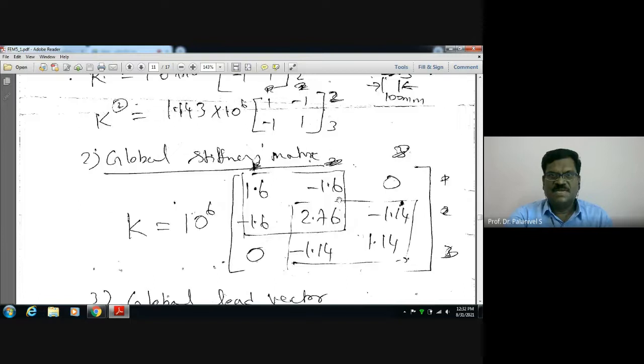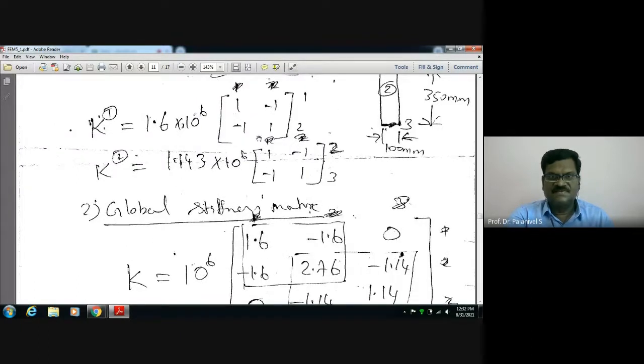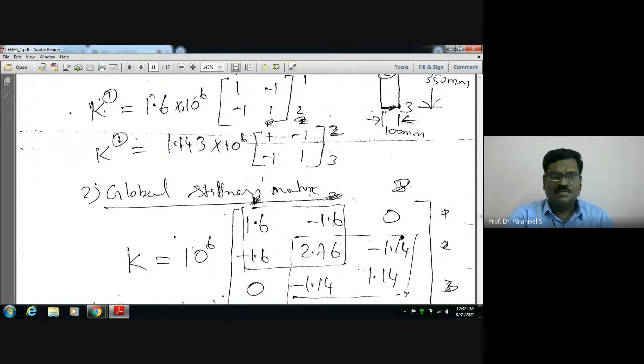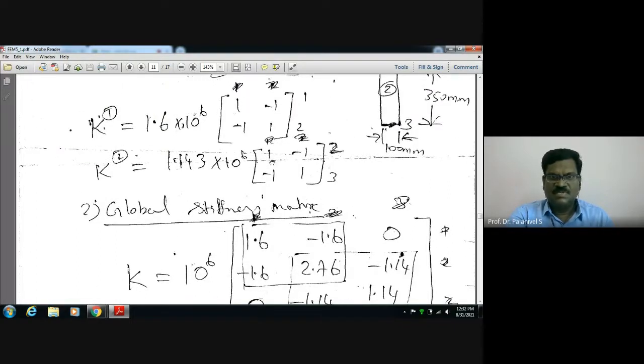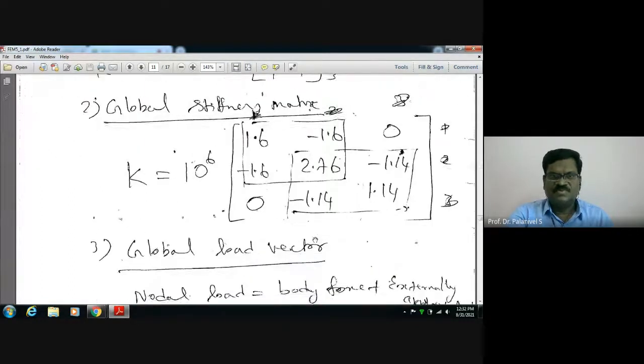Then assemble the global stiffness matrix. Only the K2 2 entry alone gets added; the remaining things will be the same. So a 3 by 3 matrix is obtained, and you write down this coefficient here. This coefficient is taken inside as a common value, and you keep it here. 20/6 alone is taken out, and this 1.6 and 1.143 are taken inside and added. This way the global stiffness matrix is obtained.